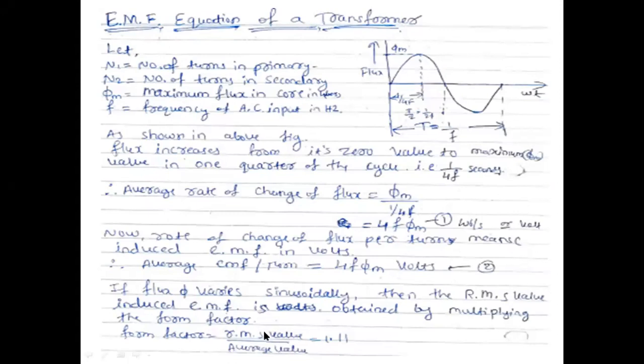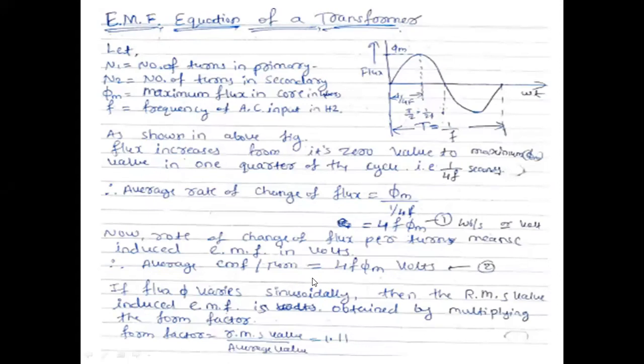Yes, audible, sir. RMS value divided by average value equal to 1.11. Form factor equal to 1.11. So from this equation, we can write RMS value equal to 1.11 into average value.